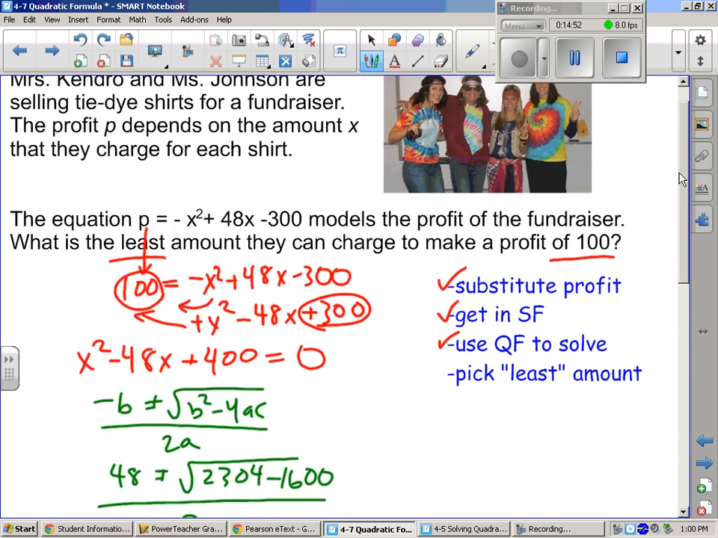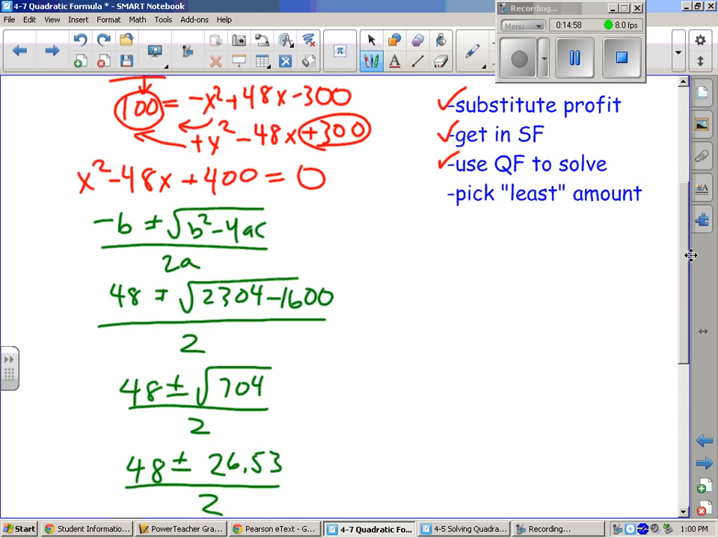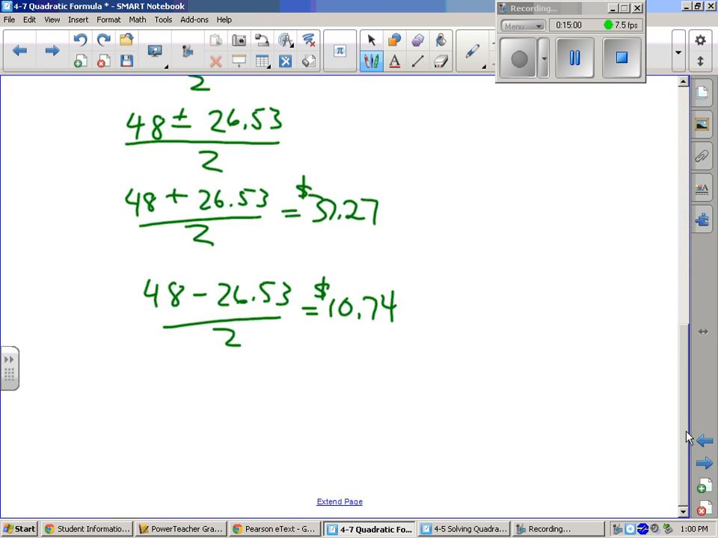Except we wanted to know the least amount they can charge. So you have to be careful with that one. The least amount they can charge would obviously be the $10.74. They'll still make good profit.